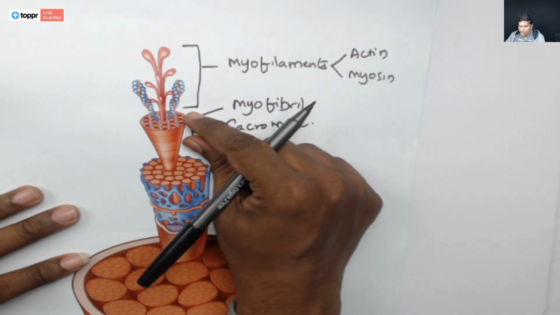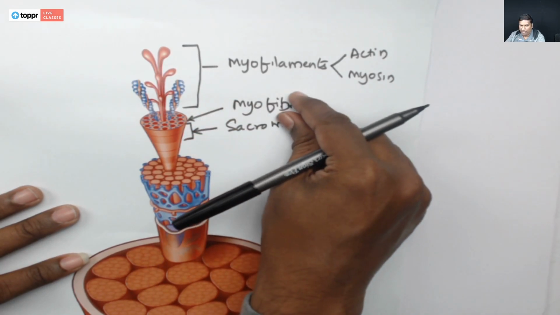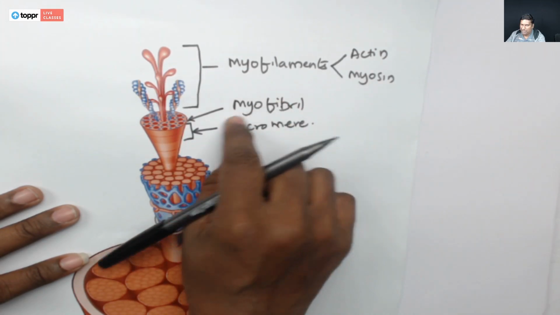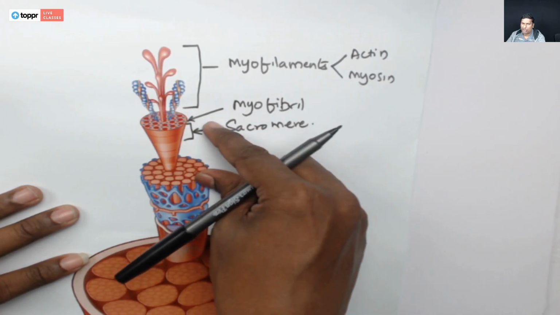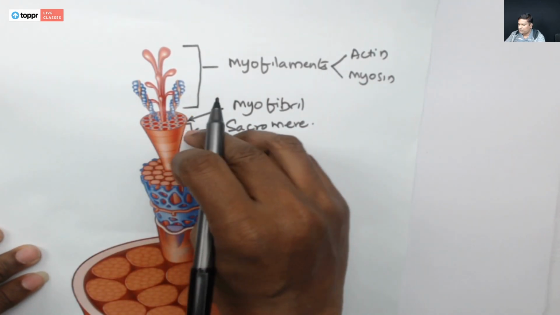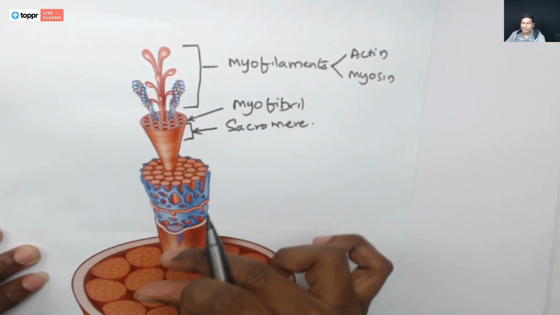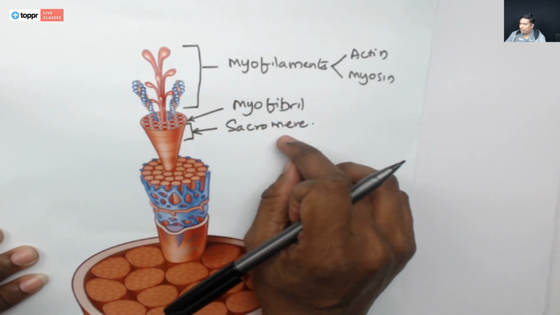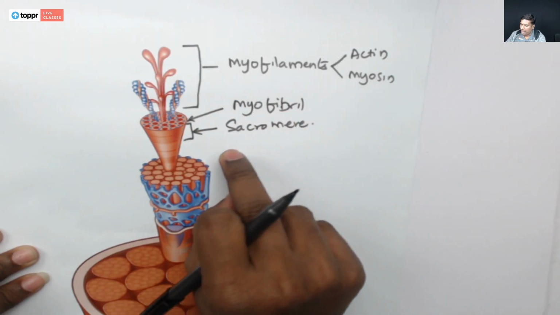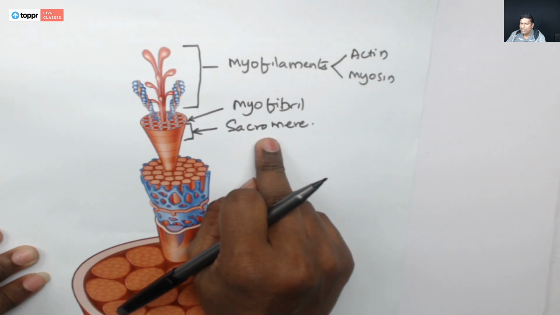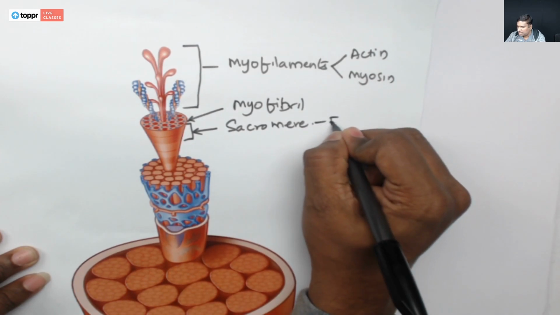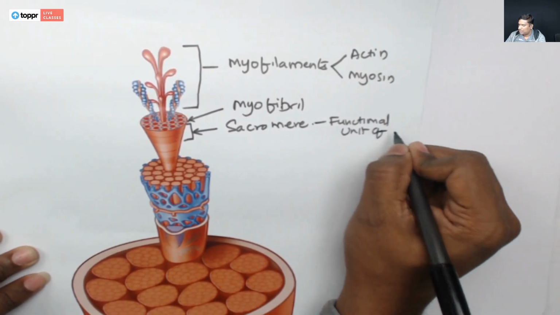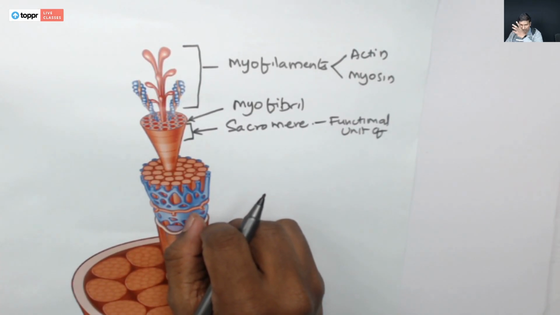One portion of the myofibril, one unit of myofibril. In other words, myofibril is made up of several units of sarcomeres which are assembled one next to each other. So you have one sarcomere, several sarcomeres arranged in a series will form your myofibril. And sarcomere is considered as the functional unit of skeletal muscles. This is the functional unit of skeletal muscles.